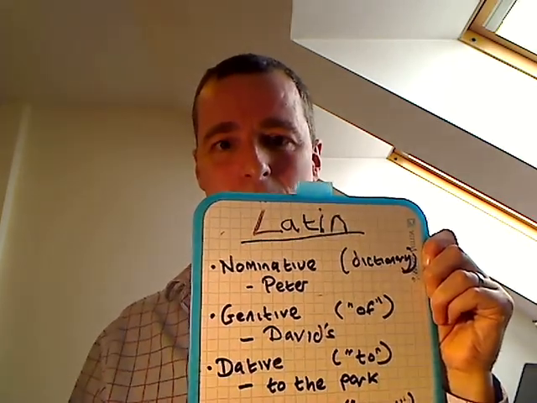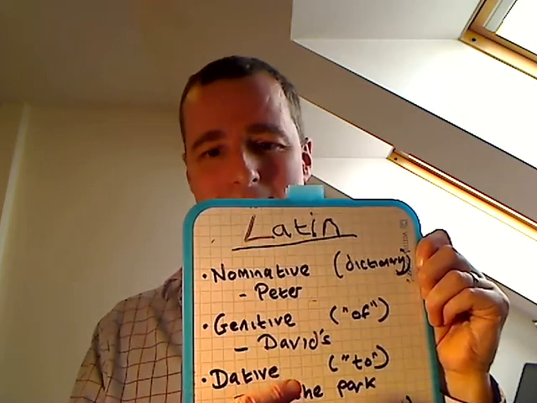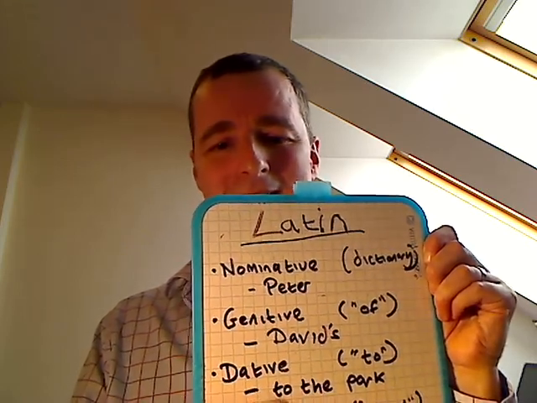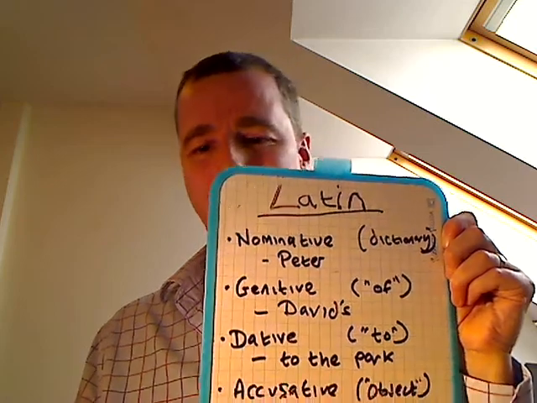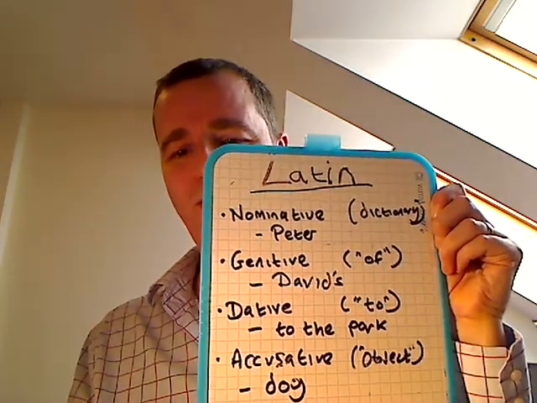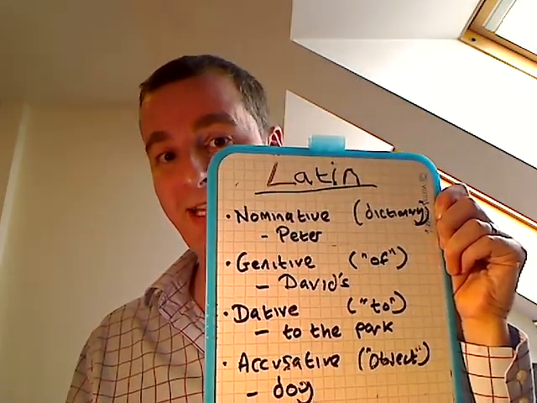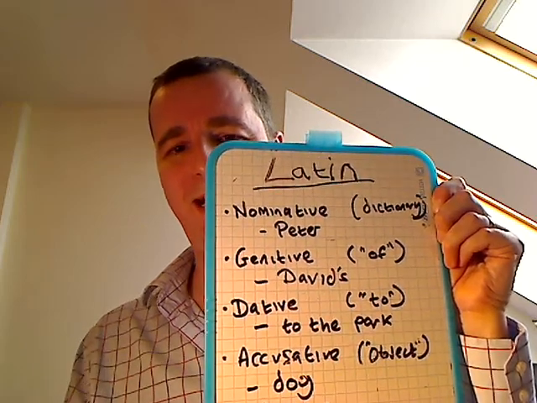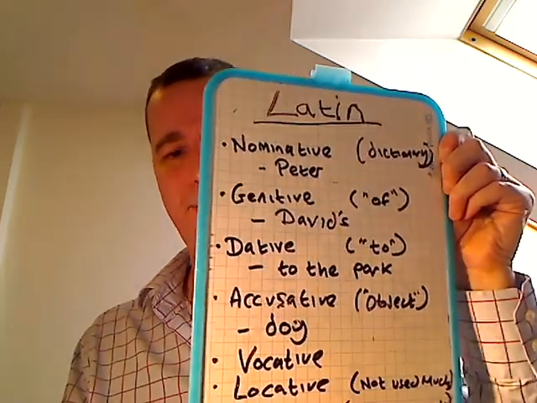Dative, to. So the dog is being taken to the park. Accusative, what we've previously been calling object, the thing that's affected. So the dog is affected by the action because it'll now be in the park.